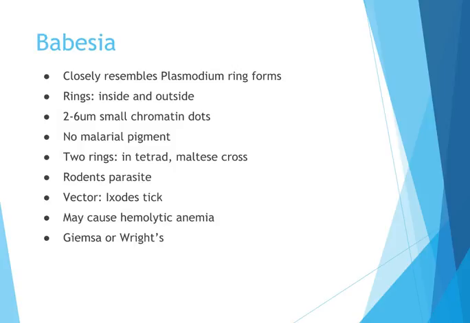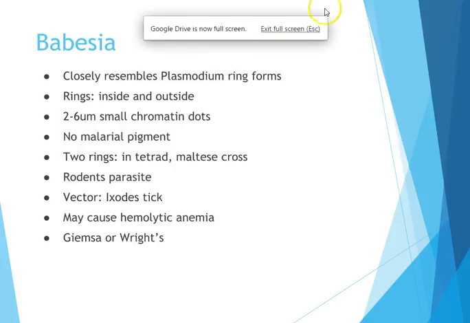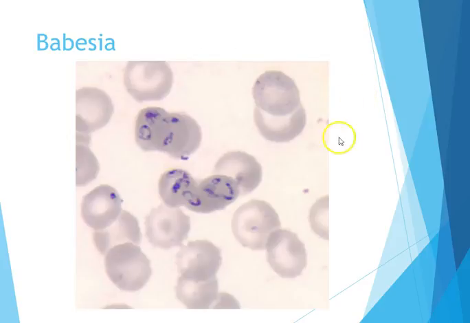Okay, the next organism is also a sporozoan, and it's called Babesia microti. And Babesia looks a lot like Plasmodium because they have these ring forms. But how you tell the difference is that Babesia will have rings on the inside and the outside of the red cells. And there won't be anything that looks like schizonts or developing trophs or gametocytes. There won't be any of this brown pigment that you see with malaria.